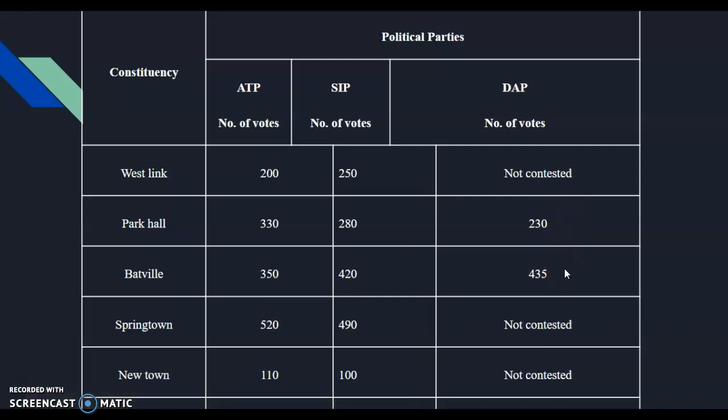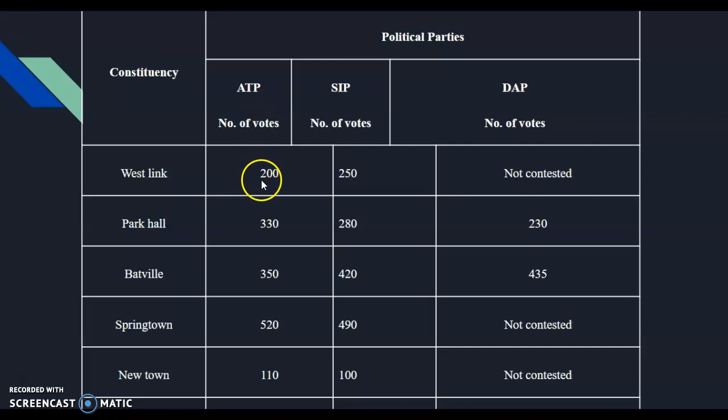So which party would form the government? That's correct. ATP has the highest number of seats, therefore they would form the government. Now, what does it mean by not contested? Notice there are no figures there for this party, which means they did not have any candidate for these 3 constituencies that say not contested.